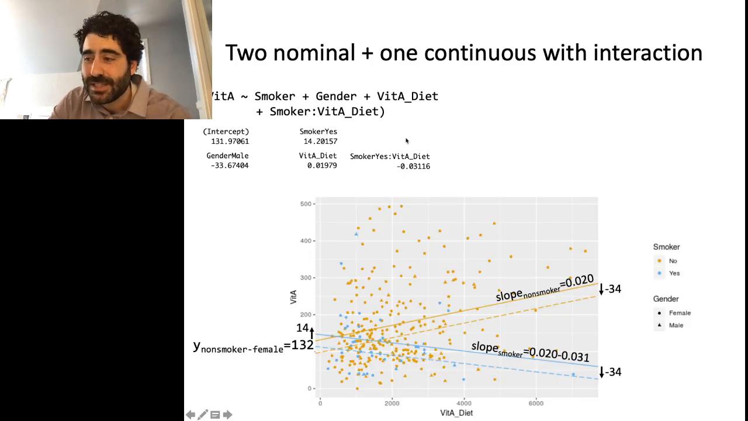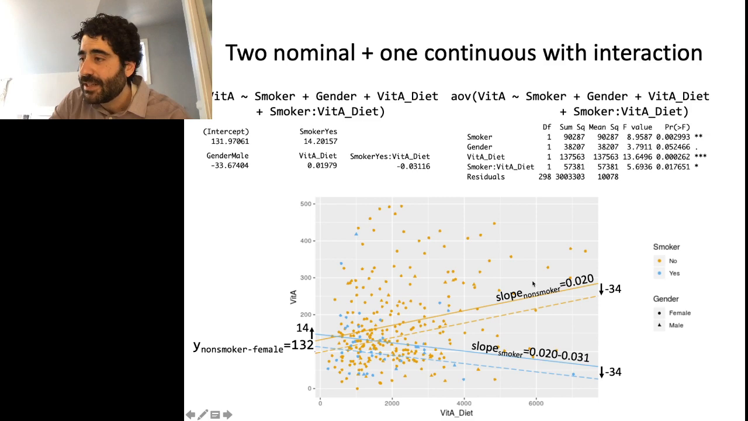So now our model looks like this. Our baseline here is 132. And then if you're a smoker, we actually give you a little bit of an increase, but for every extra unit of vitamin A in your diet, we're going to decrease our predictions. Whereas for the non-smokers, they're actually getting increasing predictions with more vitamin A. And if we do this ANOVA here, we get that this is significant, meaning that it's actually useful to have different slopes for the smokers and the non-smokers.